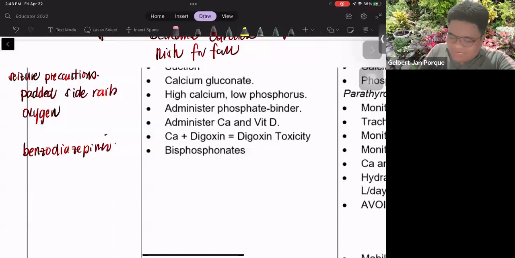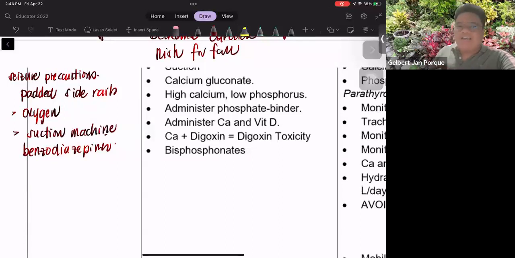Now, other than oxygen, I'll add a space, because there's a next device that can address the patient's airway that we need. Very good. Your suction machine. Because guys, if your patient is drooling with saliva, you need to have the suction machine at the bedside, or else your patient may suffer from aspiration. Okay, these are the 4 things that you need to prepare for seizure precaution.